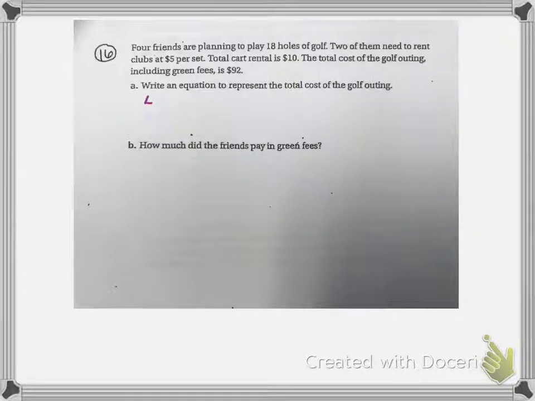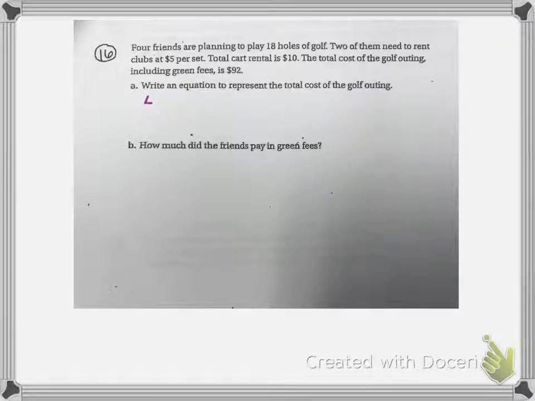Number 16. All right, number 16 says that 4 friends are playing golf. They're wanting to play 18 rounds of golf. Let's see here. 2 of them need to rent clubs at $5 per set. The cart rental is $10. The total cost for everything, including the green fee for all 4 friends, is $92.